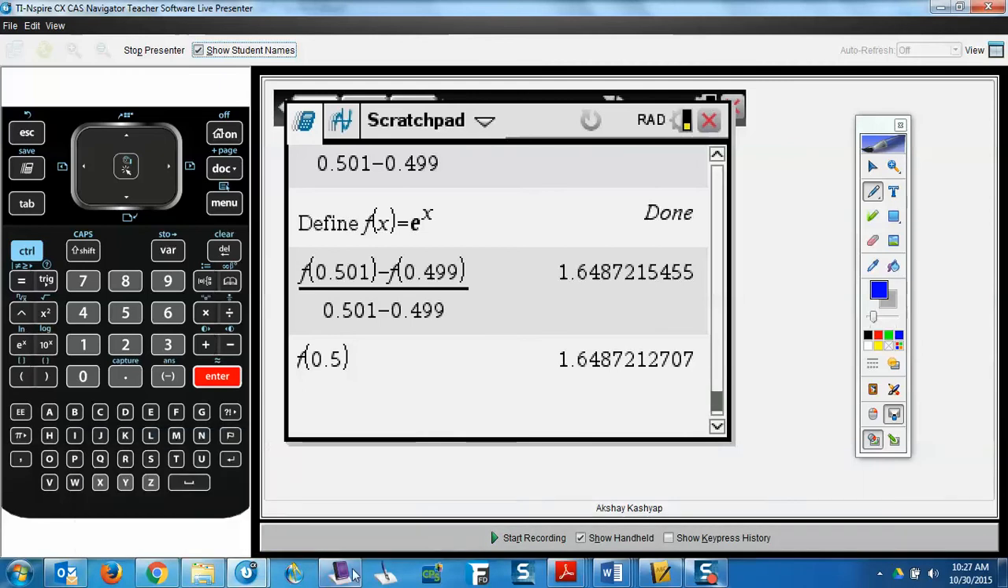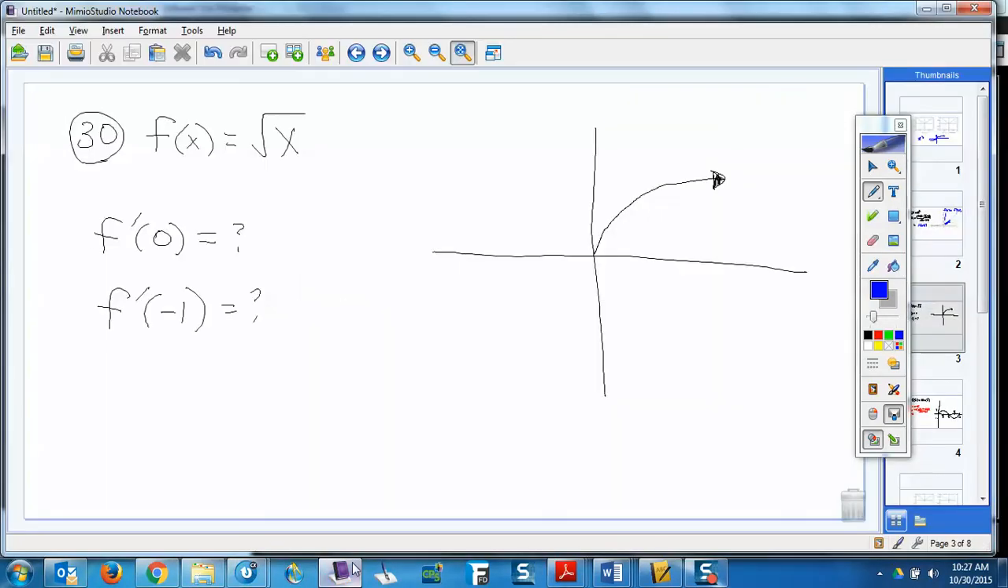Okay, let's go to number 30. And they ask you a couple questions about square root of x. Now, here's the function square root of x. This is a function we should memorize. We should memorize its picture. Now, what shape is that?